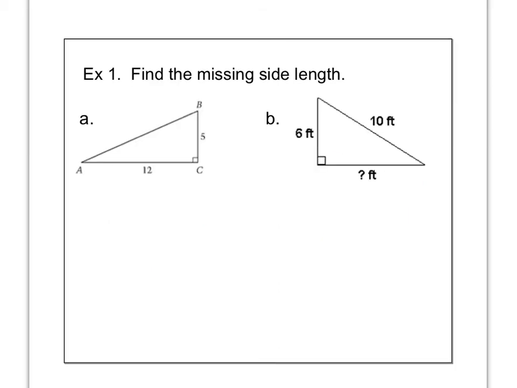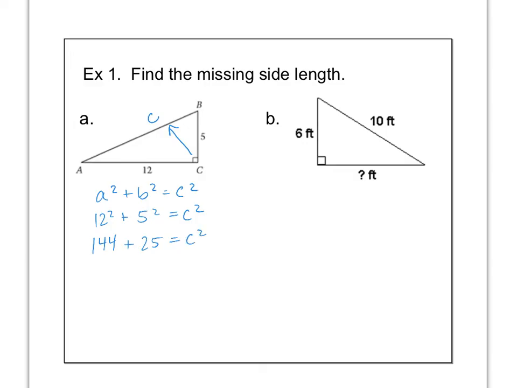Let's try number 1. If we want to find the length of the missing side, side length AB, I can see I have a right triangle, so I can use a squared plus b squared equals c squared. The longest side across from the 90 has to be my c. So the 12 and the 5 are going to be the a and the b, and it doesn't matter which letters they go in for. So I'm going to go 12 squared plus 5 squared equals c squared. If I flipped the 12 and the 5 around, it would be fine. 12 squared is 144. 5 squared is 25.